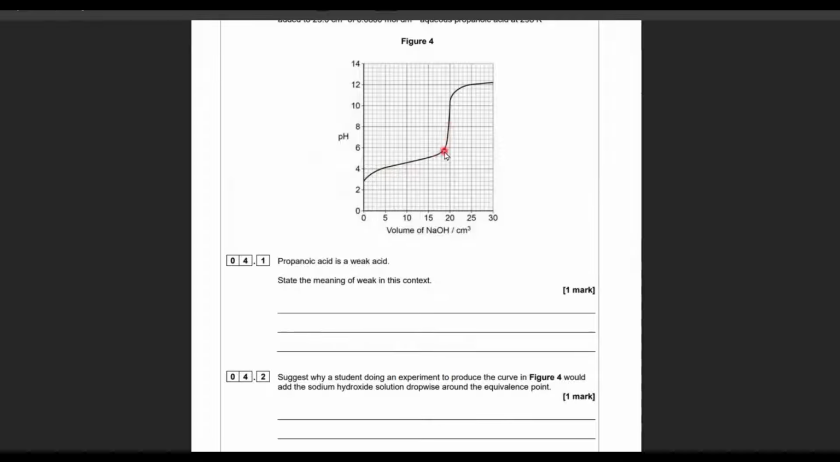You can see that just a small change, just 1 centimeter cubed difference in the sodium hydroxide, can cause a change of like 3 pH levels. So we just need to put that down. Close to the equivalence point, a small change in the volume of sodium hydroxide equals a large change in the pH. Therefore, if you add it too quickly and you're not adding it dropwise, you might actually miss the equivalence point. You might go past and not find out where your neutralization has occurred. Okay, that's going to give us 1 mark there as well.